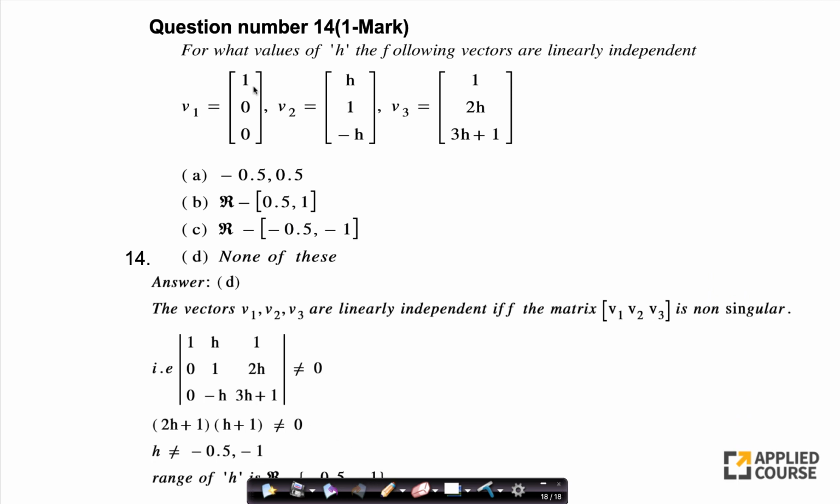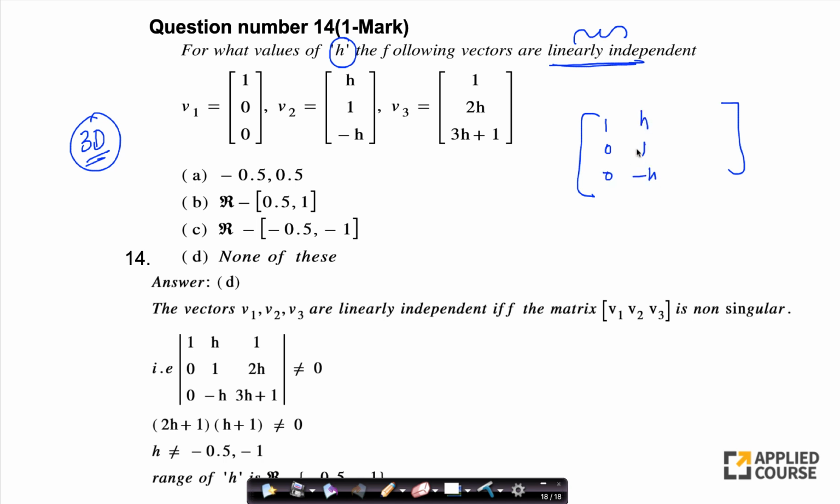Okay, so the next question says, for what values of h the following vectors are linearly independent? Okay, so you're given 3 vectors here. There is no h here, there are 2 h here, there is h here. Now for these 3 vectors, remember that these are 3-dimensional vectors. These are vectors in 3D space, right? For these 3 vectors to be linearly independent, one simple technique I can employ is, if I write this as column vectors, right?